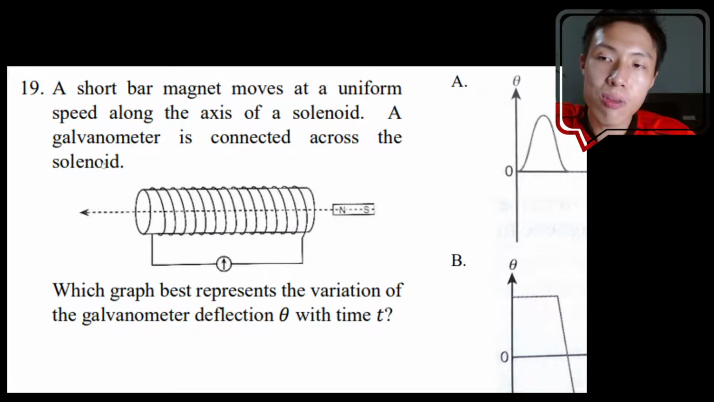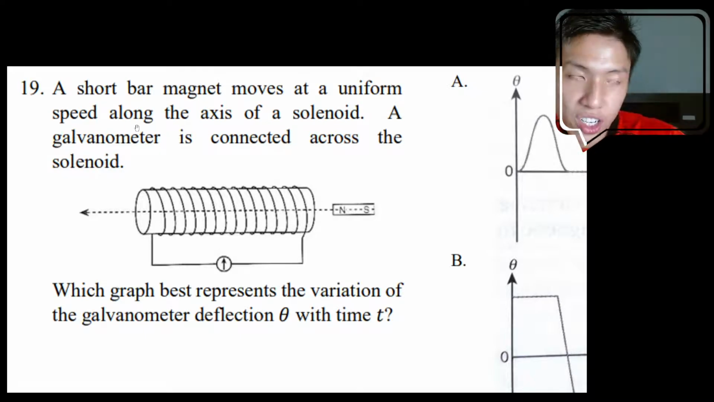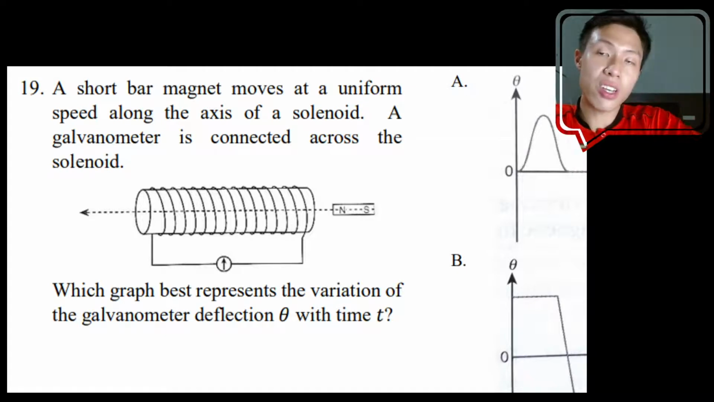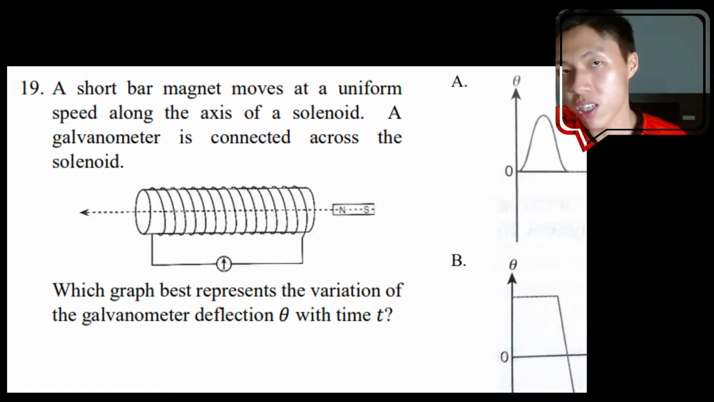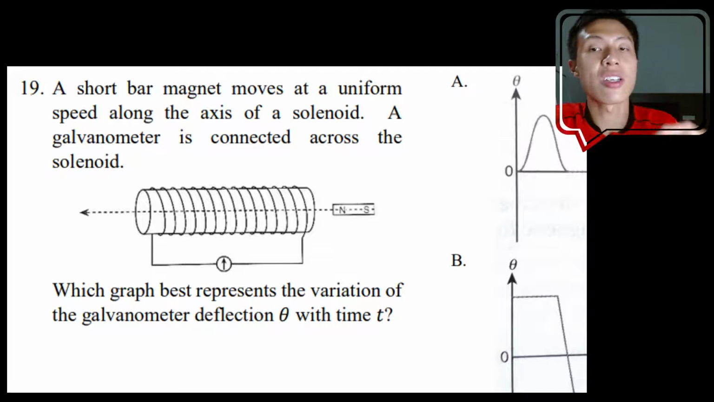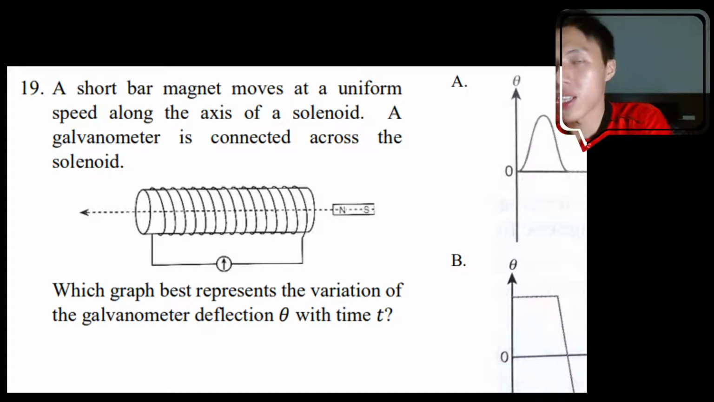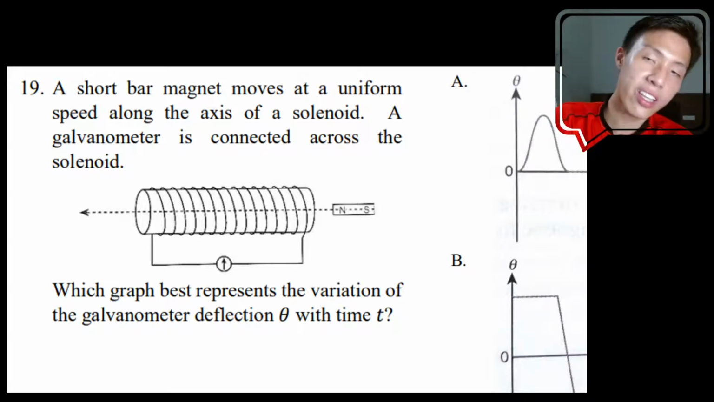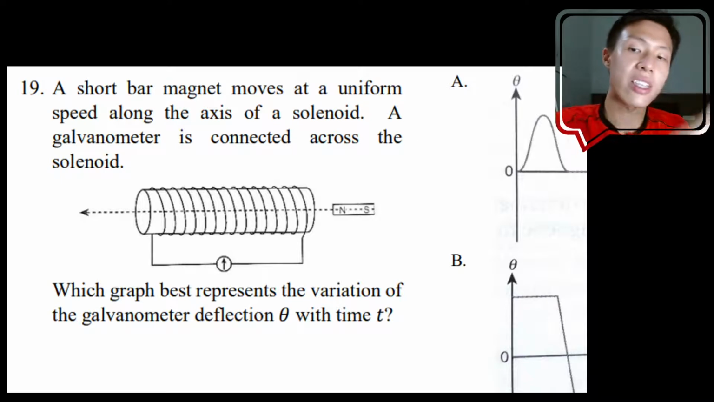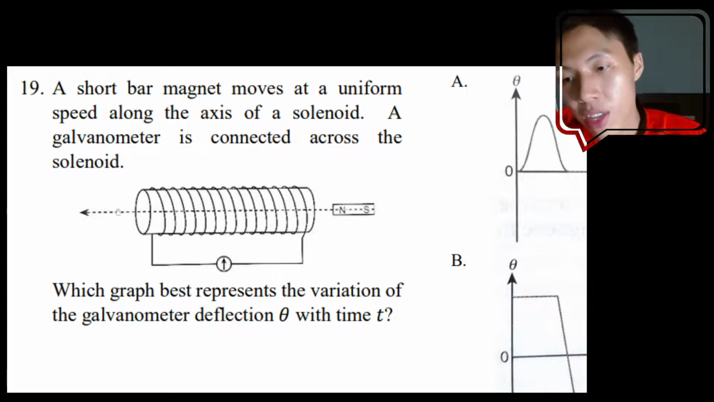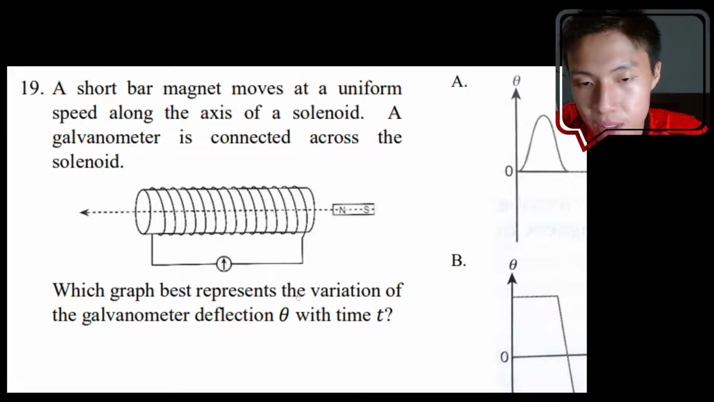The galvanometer will show you the direction and the magnitude of the current. If your deflection is greater, then there's a greater current passing through it. If it's a weak deflection, it has a smaller current passing through it. If the deflection is in this direction, the current is flowing in this direction. If the deflection is to that direction, the current is flowing in that direction. Which graph best represents the variation of the galvanometer deflection with time?